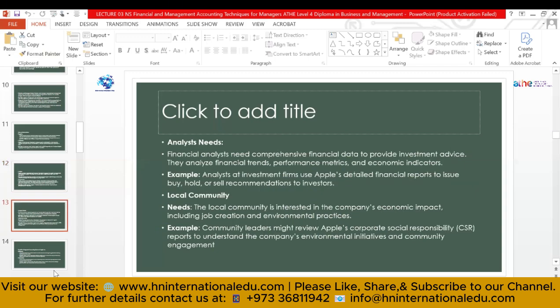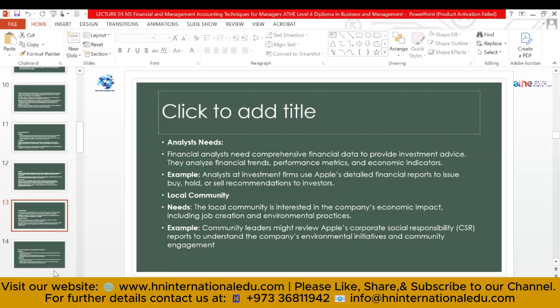Analyst needs the requirement. Under the category of external stakeholder, financial analysts need comprehensive financial data to provide investment advice, whether to invest in project A, B, C, or D. They analyze financial trends, performance metrics, and economic indicators. Now, they do this with their parallel organizations and their rivals too.